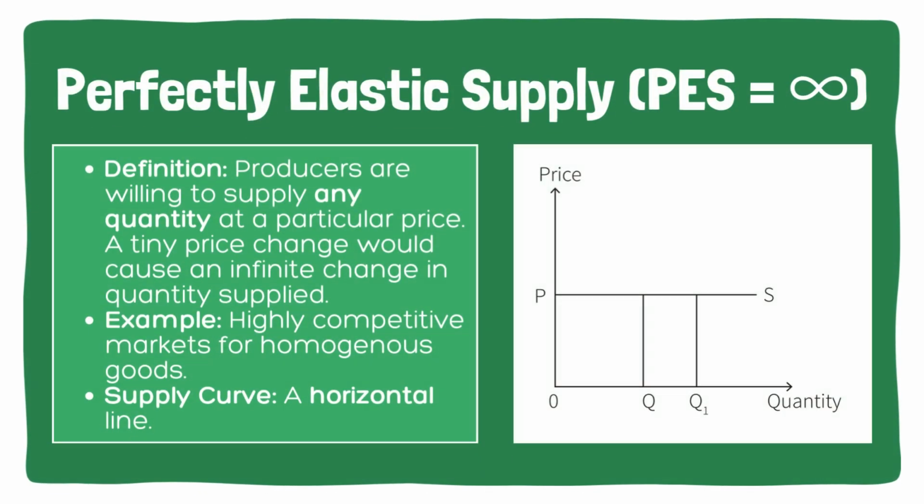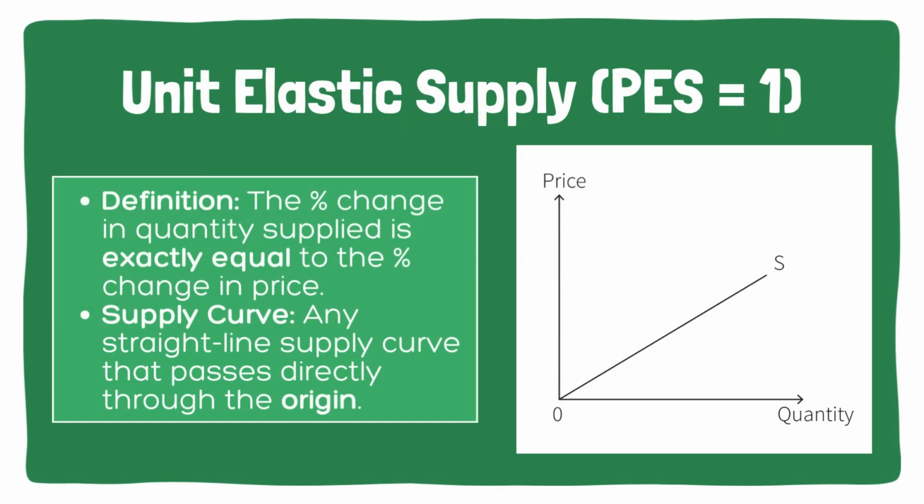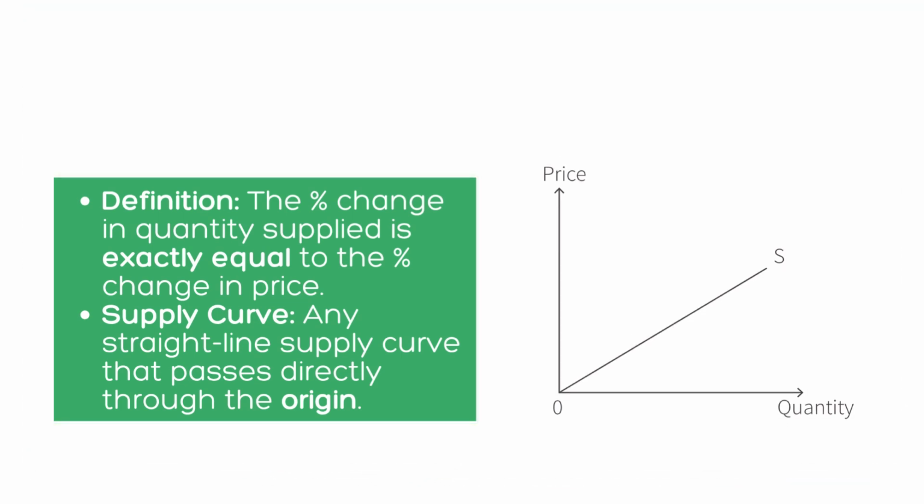Perfectly elastic supply, on the other hand, means that any small change in price will cause an infinite change in supply, with a PES of infinity. This usually happens in highly competitive markets where firms will supply whatever quantity consumers demand at a fixed price. The supply curve is a horizontal line. Finally, unitary elasticity occurs when the percentage change in quantity supplied is exactly equal to the percentage change in price, represented by a straight line through the origin.